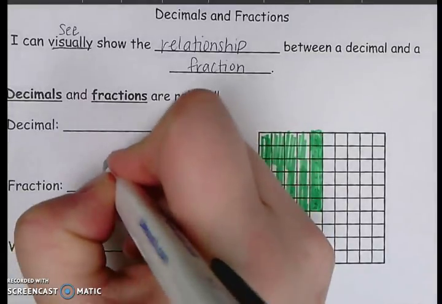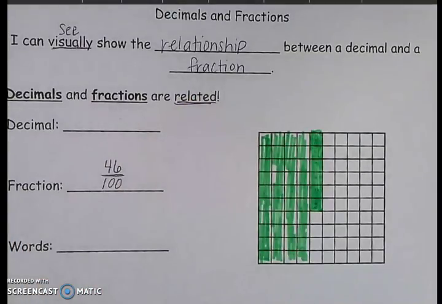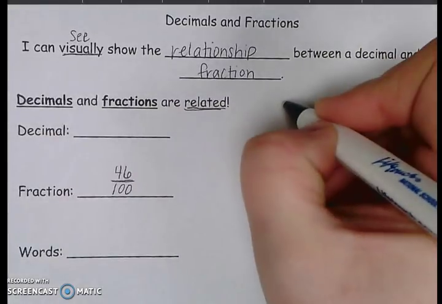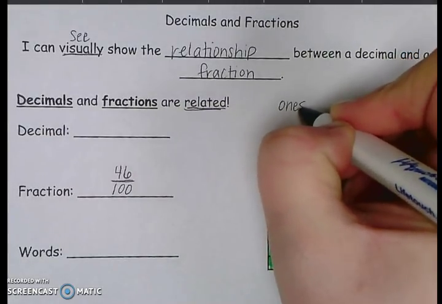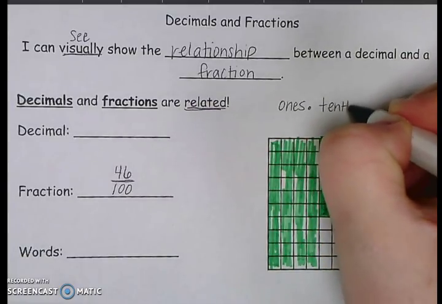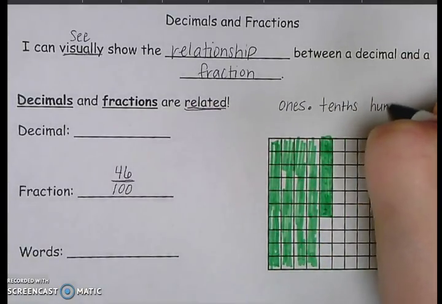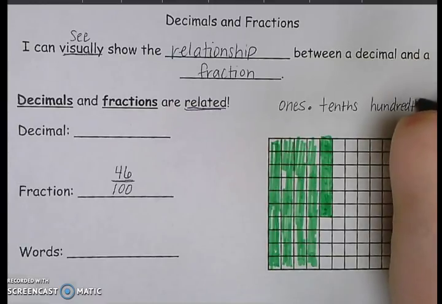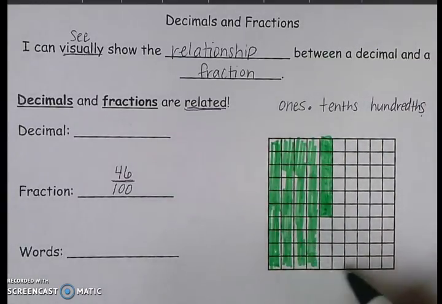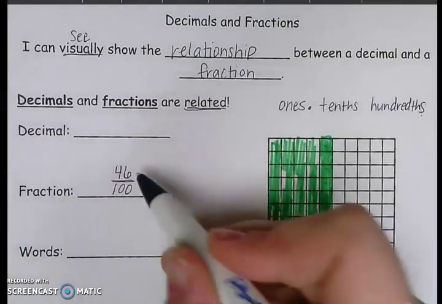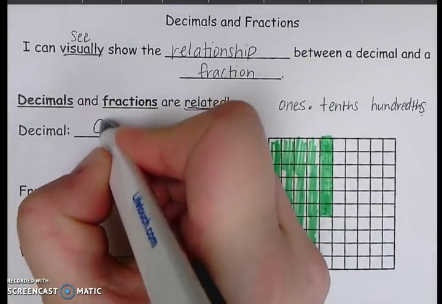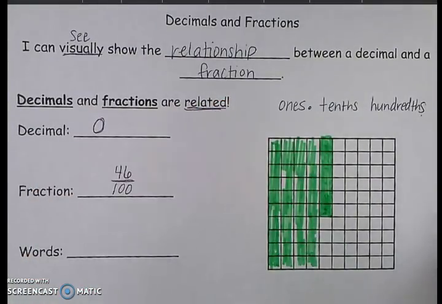I have 46 hundredths. Now, if you remember from the last video, when we're talking about place value, it goes the ones place, decimal point, the tenths place, and then the hundredths place. So here we're talking about hundredths because we've got 100 boxes here. So 46 hundredths. I have 0 ones. I have nothing in my ones place.